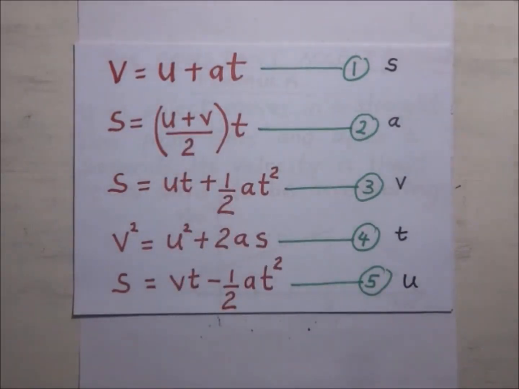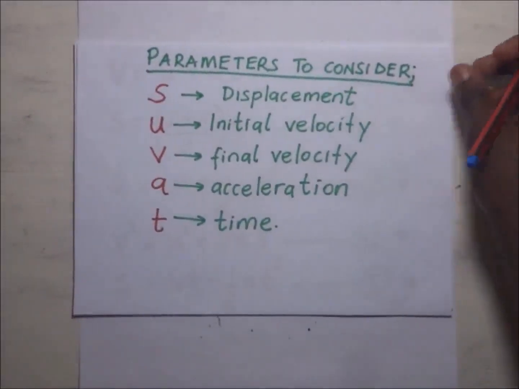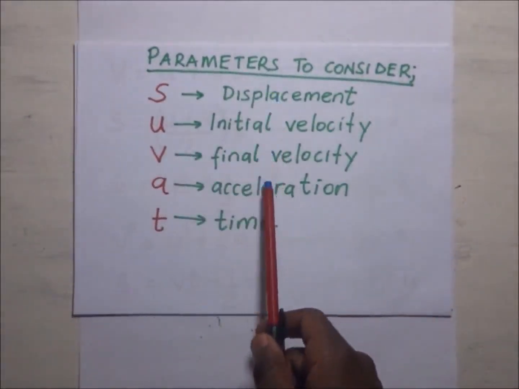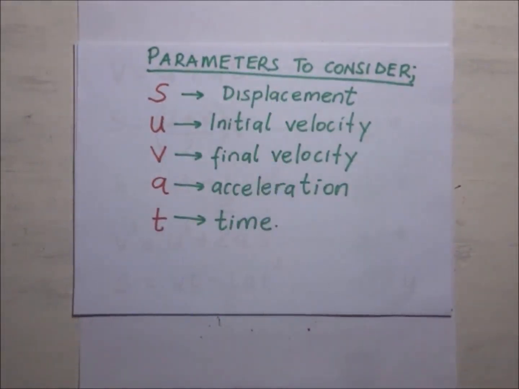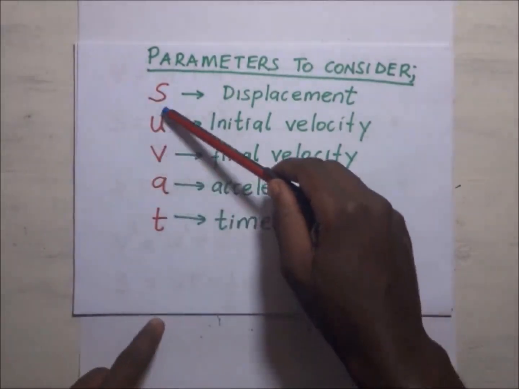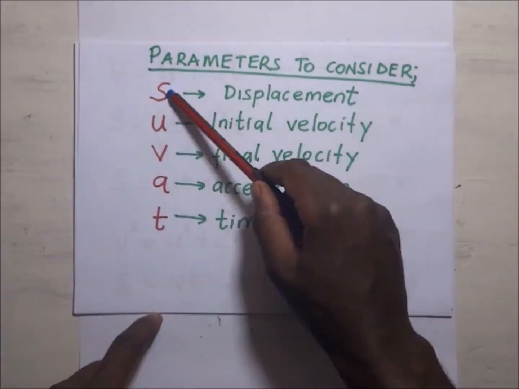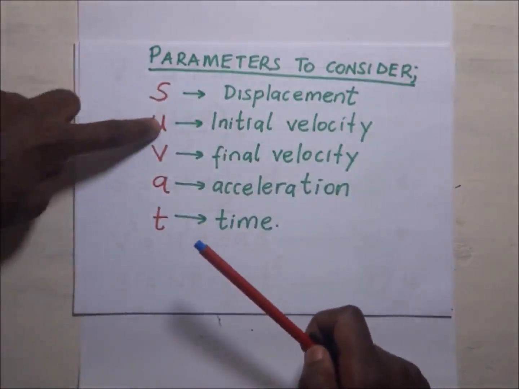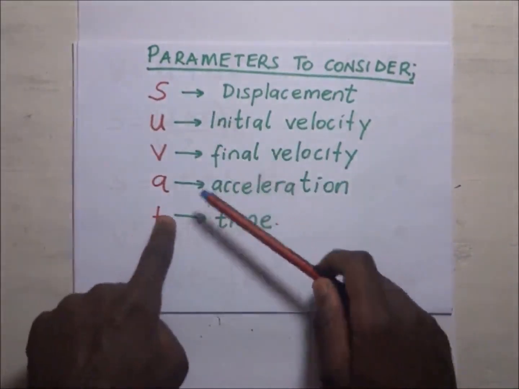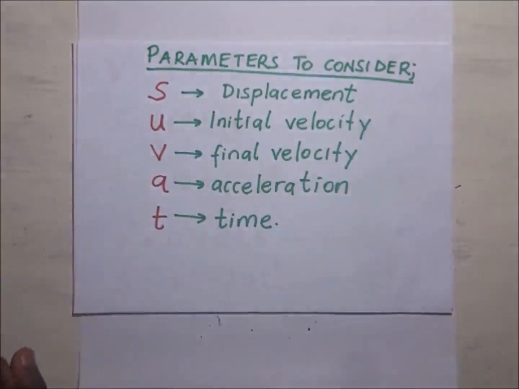But in all these 5 equations, you notice that in each and every equation, there is a certain parameter that is missing. If you look at the parameters we considered at the beginning, the displacement, the initial velocity, the final velocity, the acceleration, and the time, in each equation there is one parameter missing. In a certain equation you'll find that all the other parameters are there and S is missing, then in another equation you'll find that U is missing, or T missing, and so on.